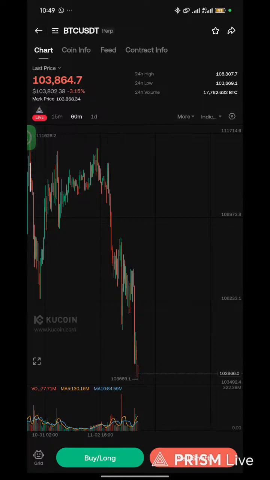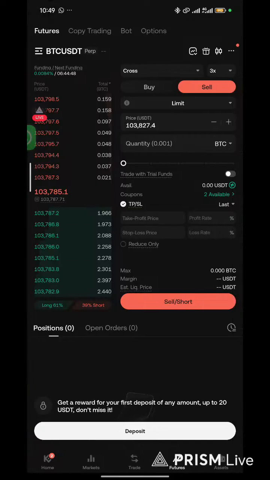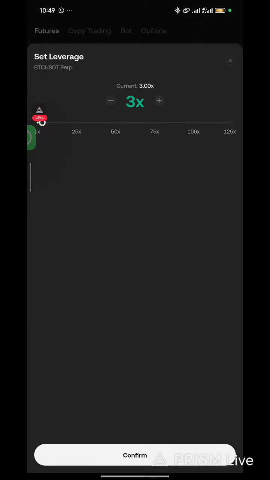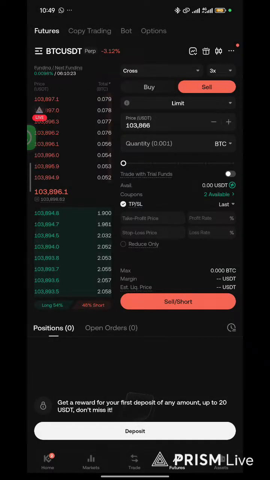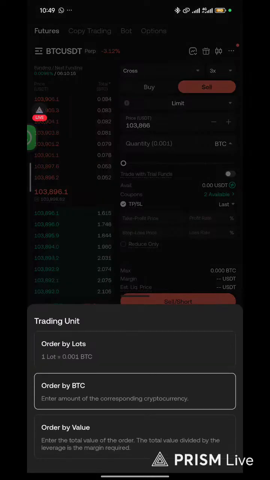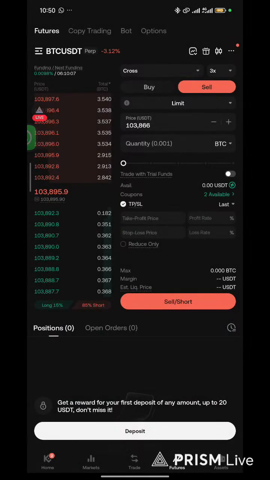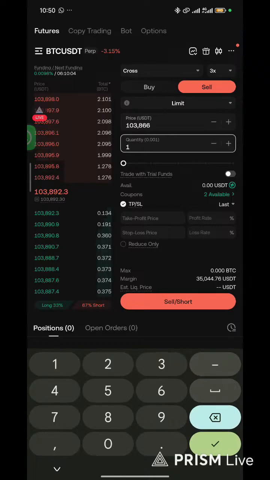So now let's go back to trade. It's going to be short, right? When you click on short position, it's going to be cross. X is the kind of leverage you want. Let's keep it at 3x. Now the price, that would have been limit. Now the quantity, BTC. Let's say we enter 1 BTC here.